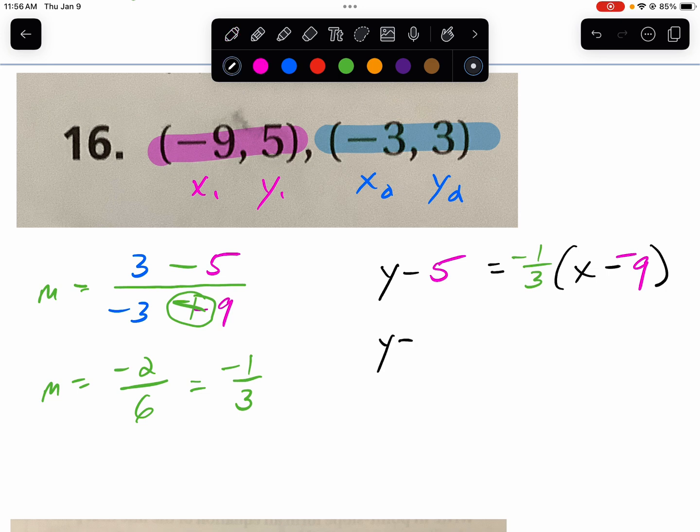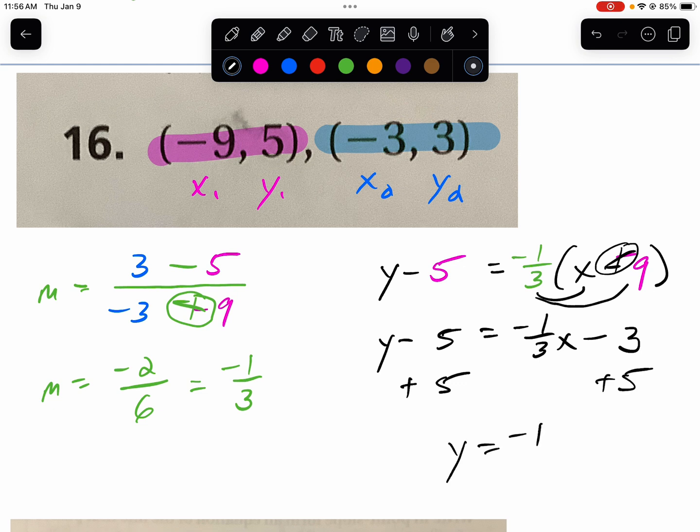Start cleaning it up. I'm going to distribute a negative 1/3, which is just negative 1/3 x. And then negative 1/3 times positive 9. 3 into 9 goes 3, times 1 is 3. That's a minus times a plus, or a negative times a positive, so minus. Add over my 5.